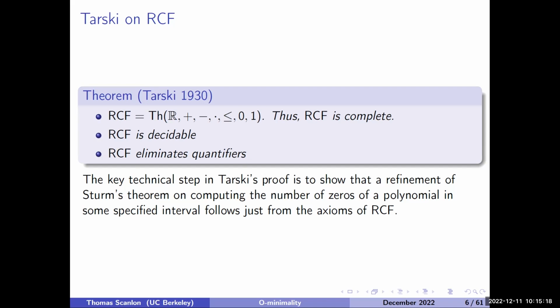What you have to show in order to show that these axioms are complete is that you really don't need to work with the real numbers in order to get that algorithm to work. That is a consequence of the axioms. So you have to show formally that you can use that algorithm for computing the number of zeros of a polynomial, as a formal consequence of those axioms.